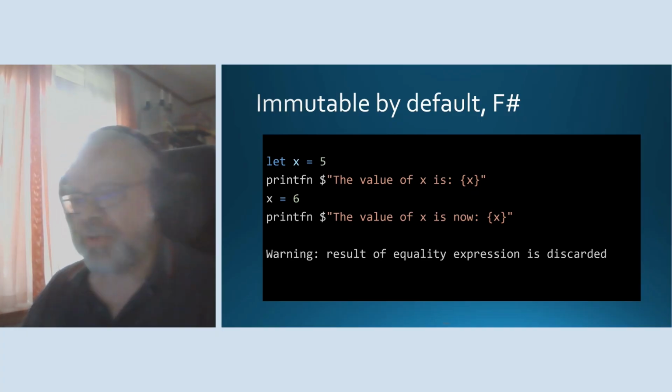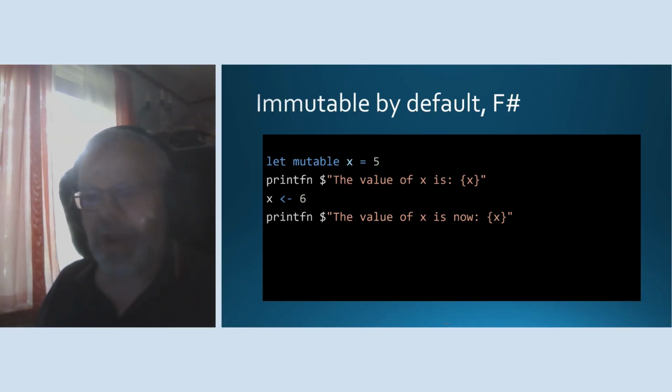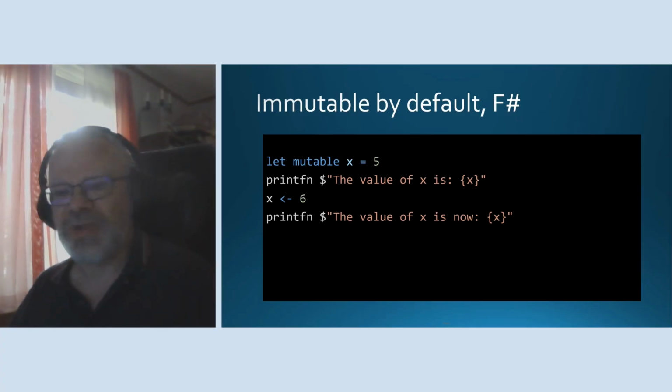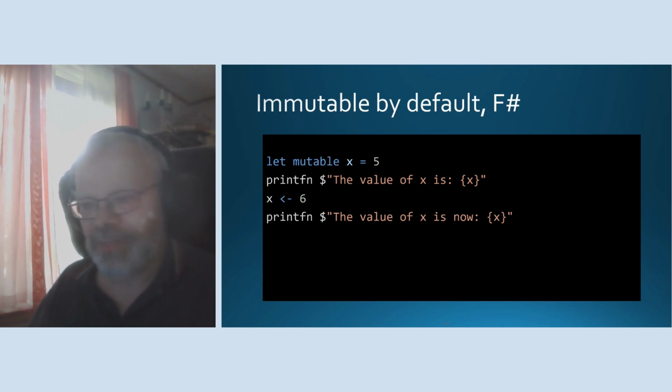So the F# compiler is a bit more forgiving, perhaps. If you want to do this in F#, you will have to declare the variable as mutable, and then you will have to use the special syntax of a left arrow that's saying, yes, I am aware I am putting 6 into x. I'm really changing that, because if you just say equals, that's a comparison, not an assignment in F#. Right?